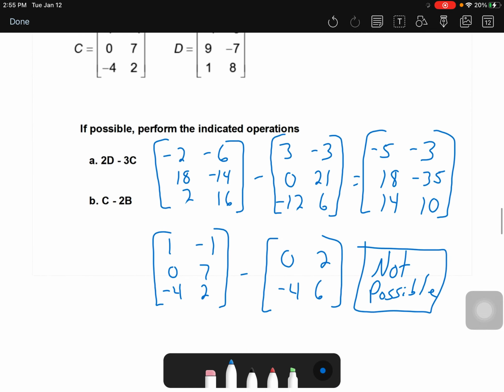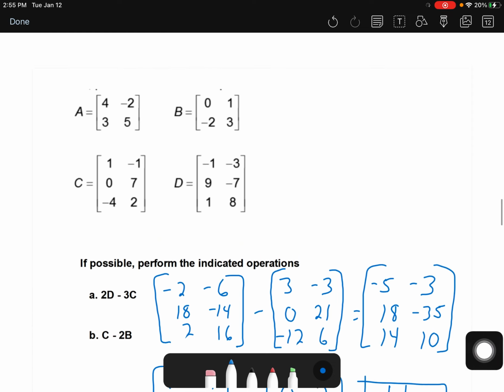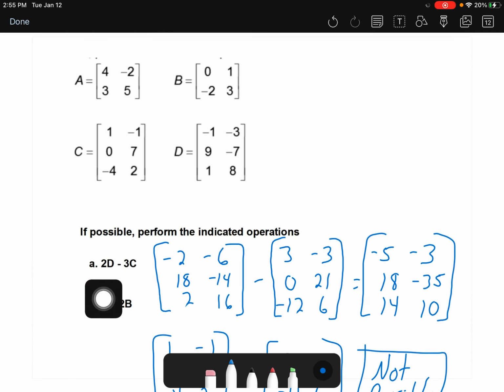Okay, for these ones we have some scalar multiplications and then subtracting. It's not difficult to do, but it is fairly easy to make a quick mistake if you're not being real careful. So we have to distribute the 2 through D. So that's what I'm doing here. So that's negative 2, negative 6, 18, negative 14, 2, and 16. So that's what I've got right there. And then we're going to distribute a 3 through C, which gives me 3, negative 3, 0, 21, negative 12, 6. So that's what I've got here.